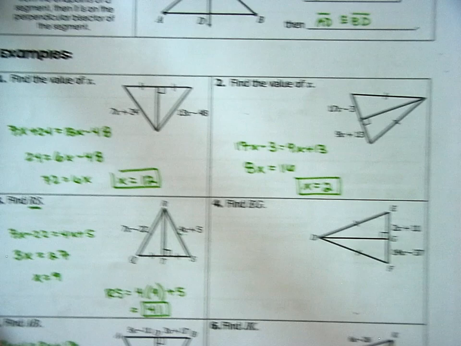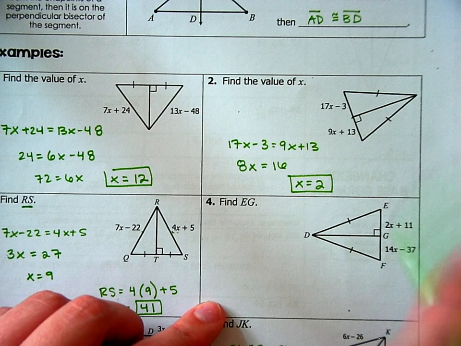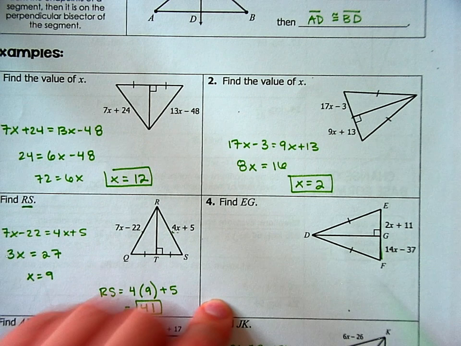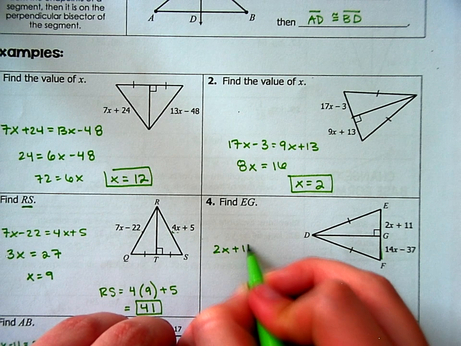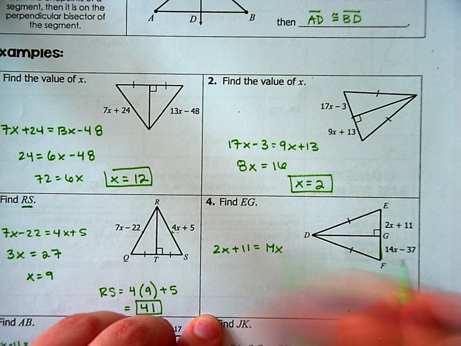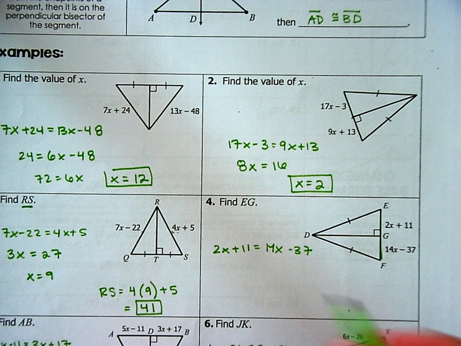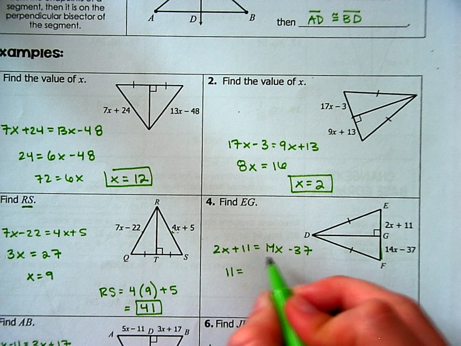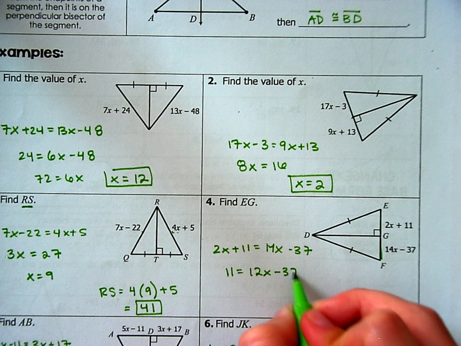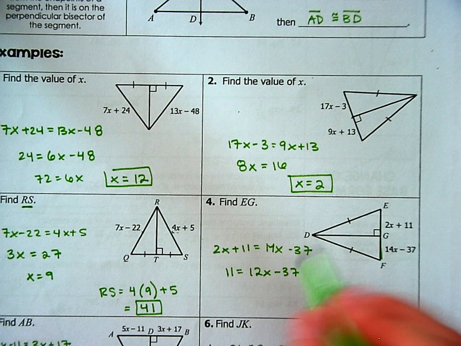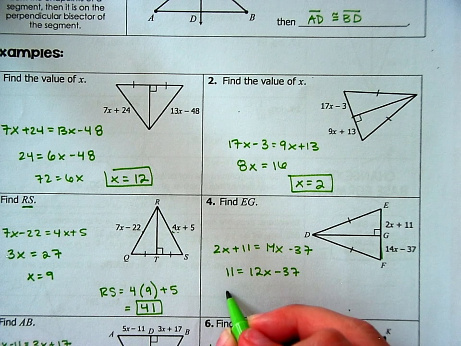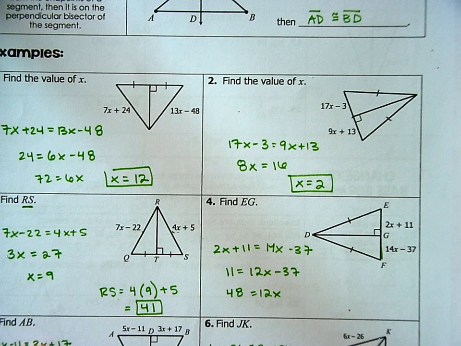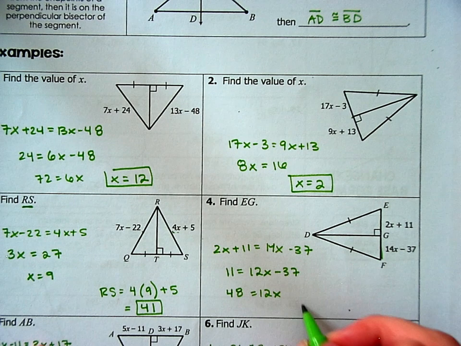All right, and then the last one I'll do with you guys right here. Again, we knew these two parts of this segment, or this side of the triangle, are congruent. It's cut in half. So we'll set them equal to each other. 14x minus 37. We're going to solve for x here. So I'm going to subtract 2x from both sides. So now I've got 12x minus 37. Okay, then if I add 37 to both sides of the equation, I've got 48 here on the left, 12x on the right side of the equation. And then if I divide both sides by 12, my x value is 4.